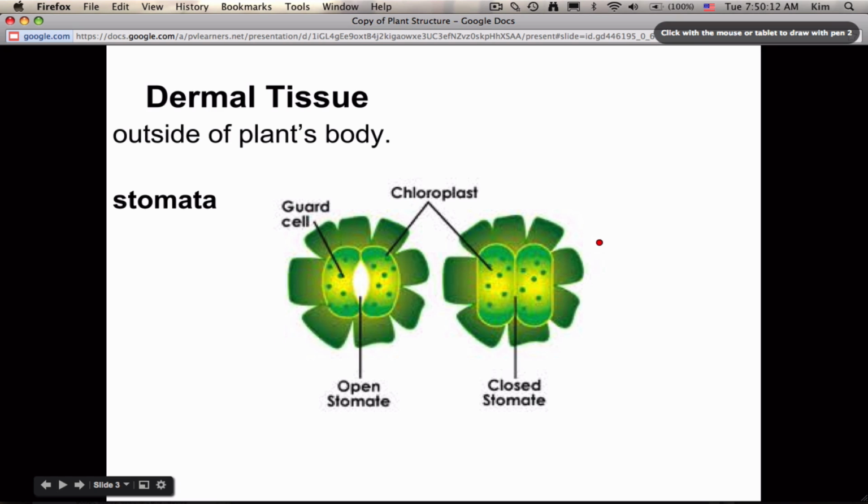But as it gets closer to afternoon and it's really hot outside and the plant is in danger of drying out, these guard cells here, they will close. And that way they're not allowing that moisture to escape from the plant. Stomata also close at night. They will close up, and that is because the plant is not using photosynthesis at night, and so the leaves don't need as much water.